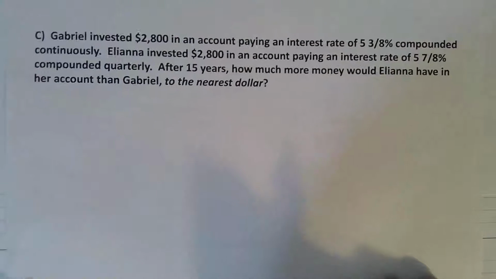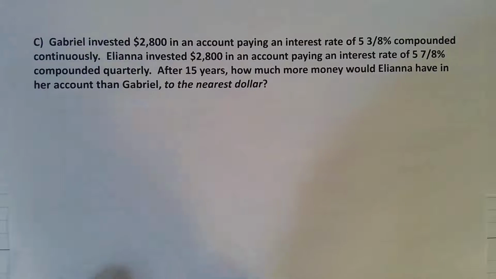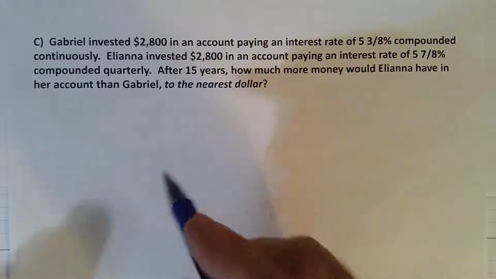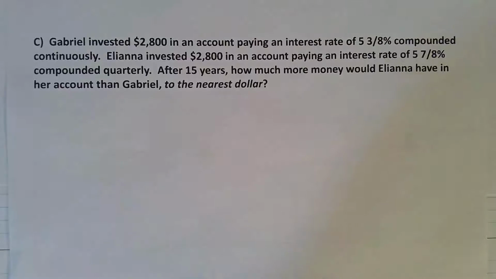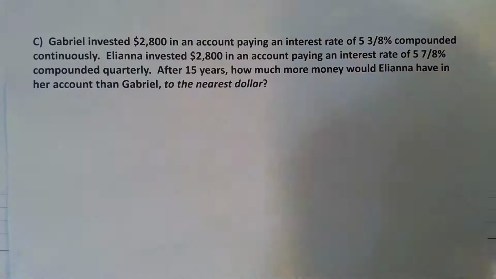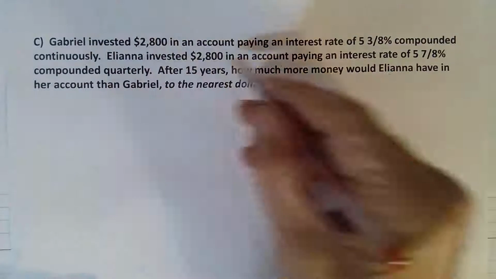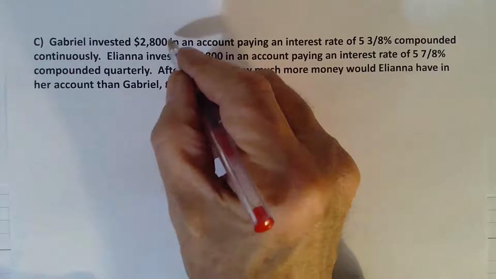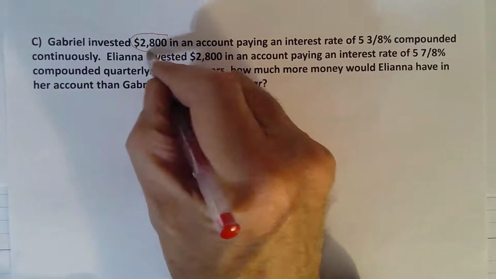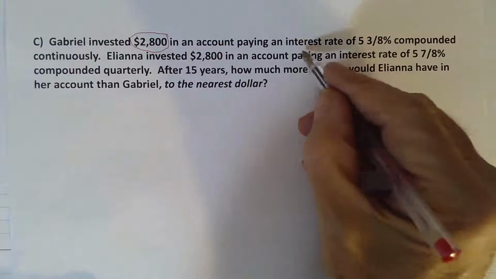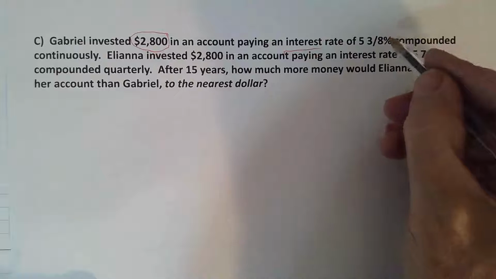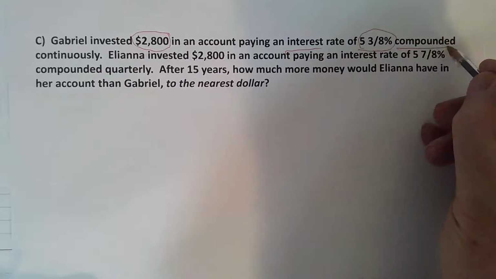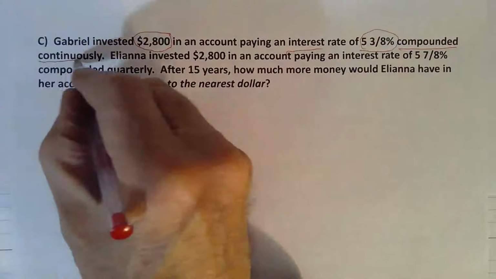Okay, C, this is where some of my people started to write this out. But in any event, let's go ahead and go through this and figure out what we've got going on in terms of numbers and time. So Gabriel invested, all right, investment, $2,800 in an account paying interest, okay, interest, at a rate of 5.38% compounded continuously, okay.